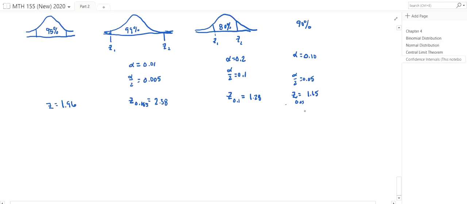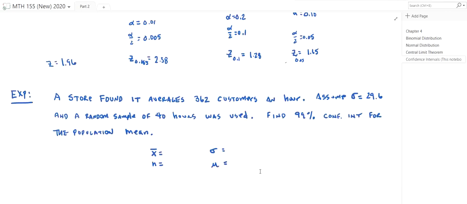So let's do an example. Second example. Okay, I wrote the problem down to save some time here. A store found it averaged 362 customers an hour. Assume that the standard deviation for the population is 29.6, and that the store, to find the 362 customers an hour average, used a sample of 40 hours. Find a 99% confidence interval for the population mean.